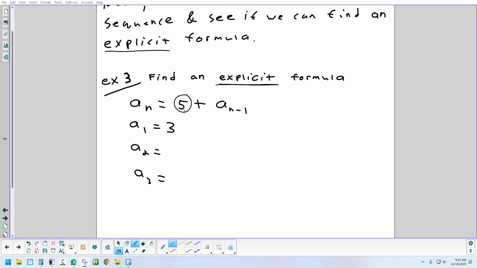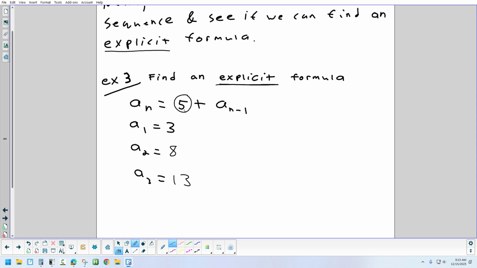All right, so let's list out the first couple terms. And what do we get for the second term? 8. Yep. And the third term? Say it again? 13. Yeah, did you say 14? Oh. Okay, so at least now we've got an idea when we find a formula if it's working, because we got a few things we can try out.